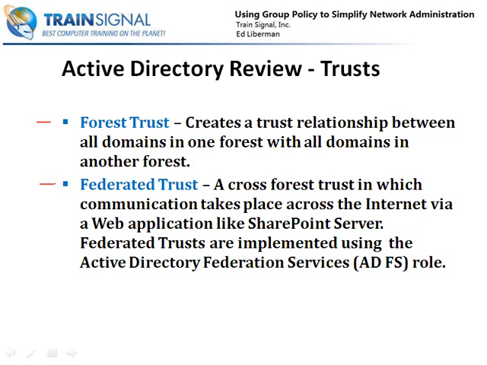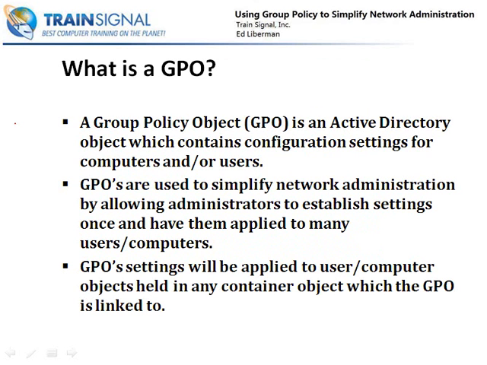So if you're doing this across the internet, you can use web applications to go ahead and provide access to those specific resources. So now that we know what the basic structure of Active Directory is, we need to talk about one special type of object that you'll find in the Active Directory database, and that's called a group policy object, or what's more commonly referred to as simply GPO.